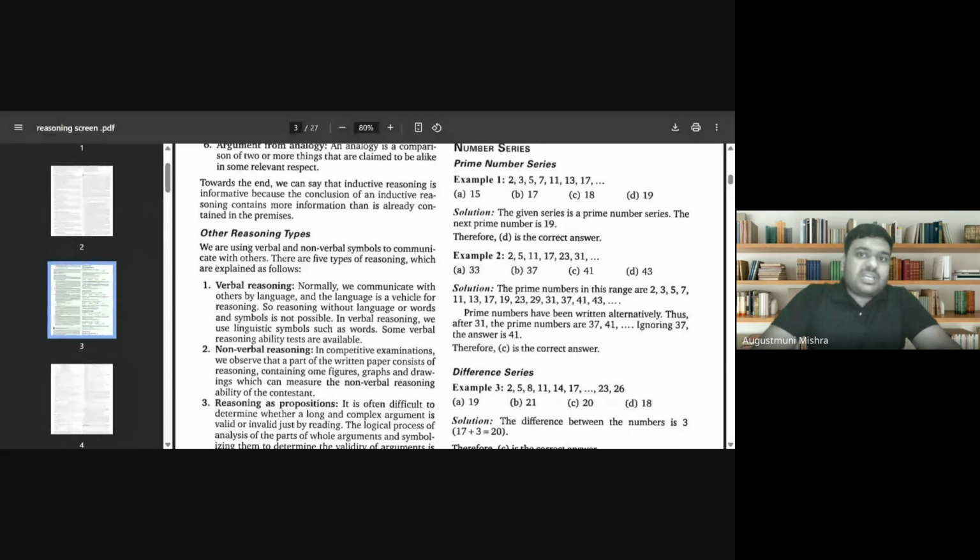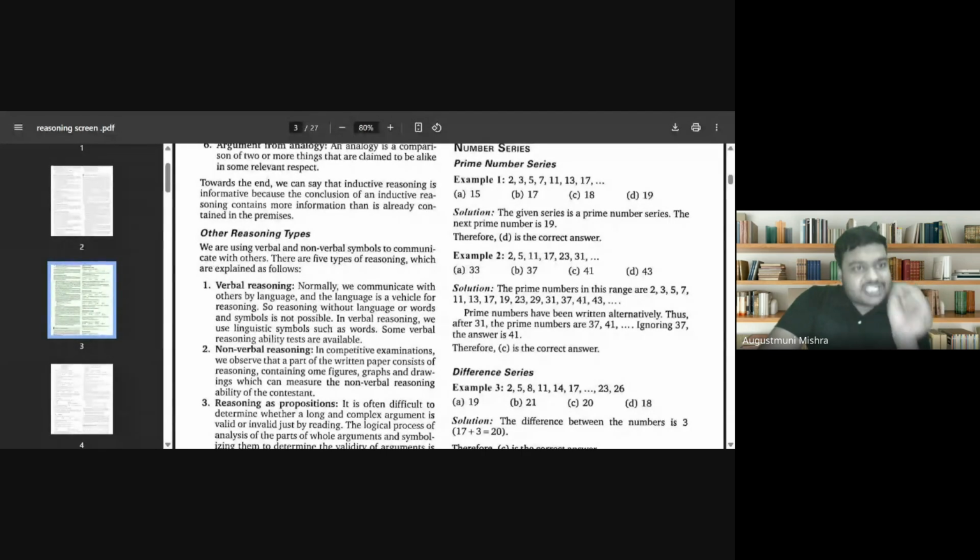The first example shows a series of numbers 2, 3, 5, 7, 11, 13, and 17. I think that is clearly visible. Now what will be the next number? So you have to find out the reason behind it, like how much difference is there. Because the answer is already given, maybe you think it is very simple, but during the examination you have to find out the different angles.